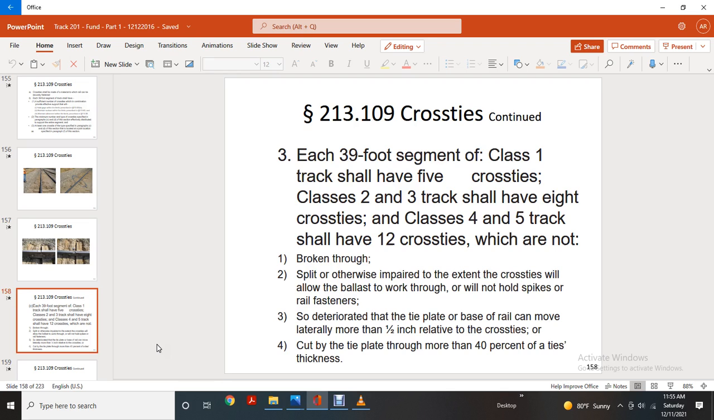Alright, 213.109 cross ties continue. Each 39-foot segment of Class 1 track shall have 5 cross ties, Class 2 and 3 tracks shall have 8 cross ties, and Class 4 and 5 tracks shall have 12 cross ties which are not broken through, split, or otherwise impaired. Extent of the cross ties allowed: worked through but do not hold the spread of the rail fastened. Interior with the tie plate, the base of the rail can move laterally more than 1 1/2 inch relative to the cross ties. The tie plate will move more than 40% of the tie thickness.